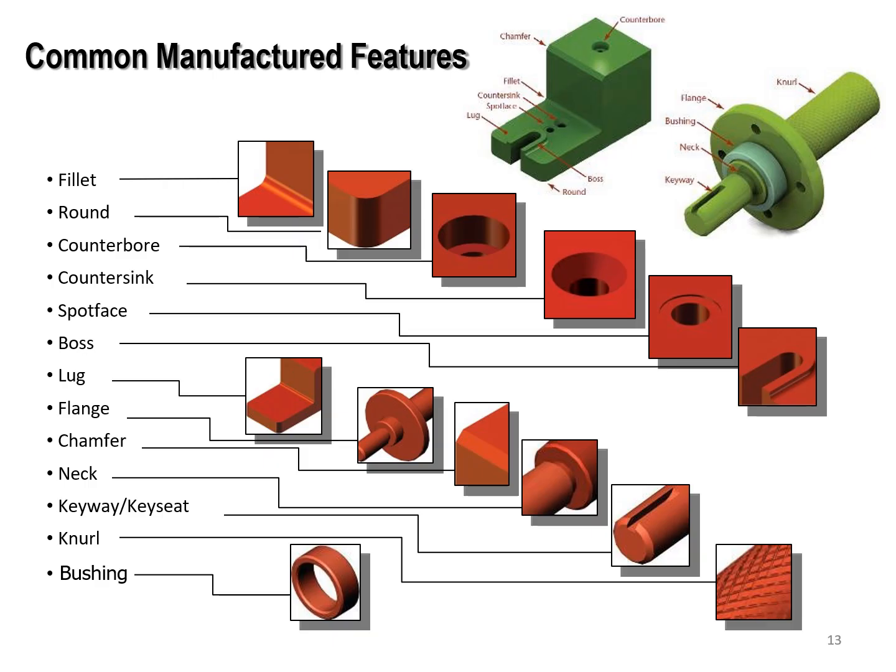The common manufacturing features we can have in general, and that's what we learned by using SolidWorks earlier last week, are the fillet, the round, the counterbore, the countersink, the spot face, the boss, the lug, the flange, the chamfer, the nick, the keyway or the key seat, the knurl, and the bushing.